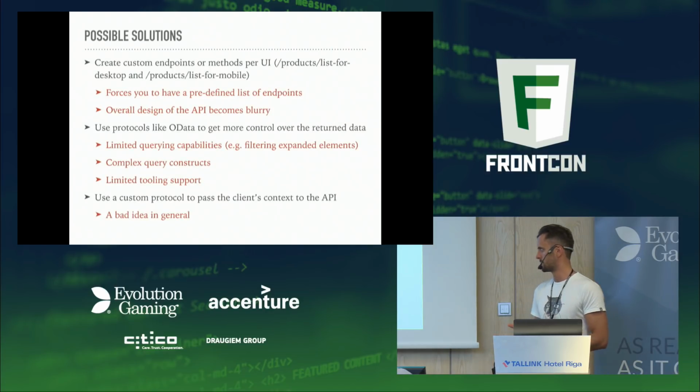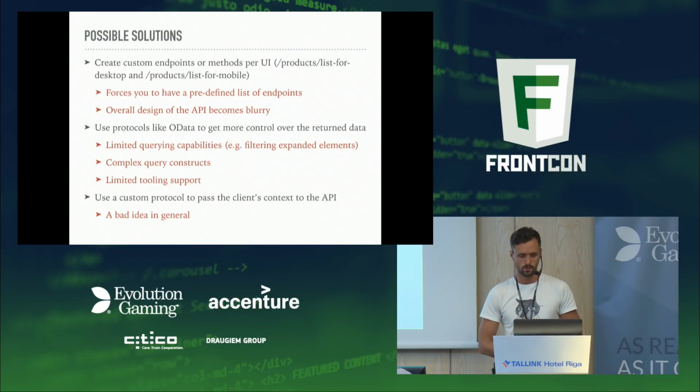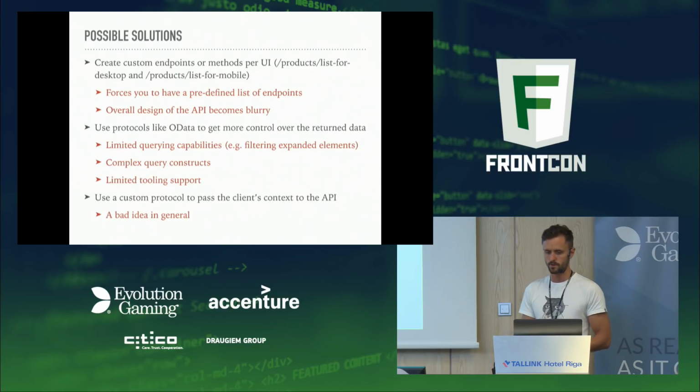It is manageable if you have two clients. What you can do, for instance, is create different endpoints or different methods for different clients. So you can have a product list method for a desktop, which will return the fully fledged content for the product list. And you can have one for mobile, which will, I don't know, return the shorter version, just the titles and the price.